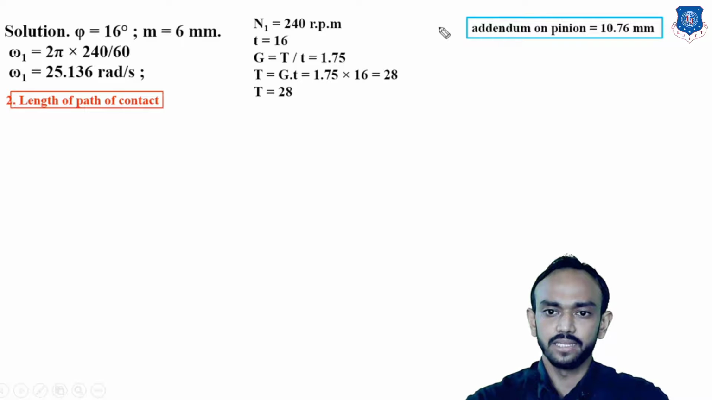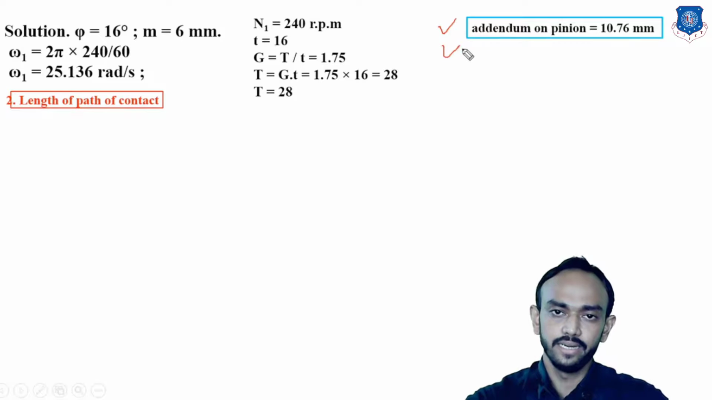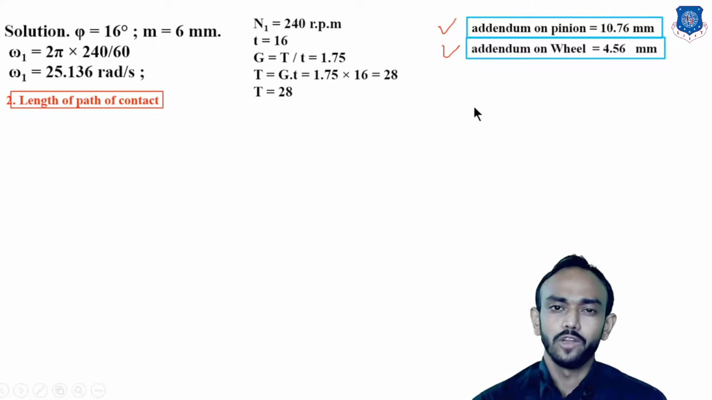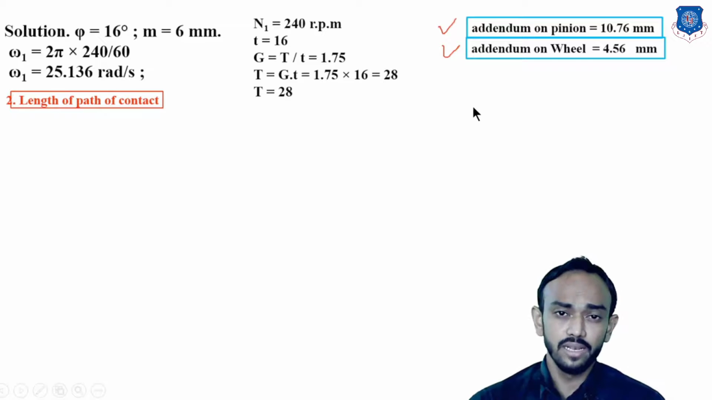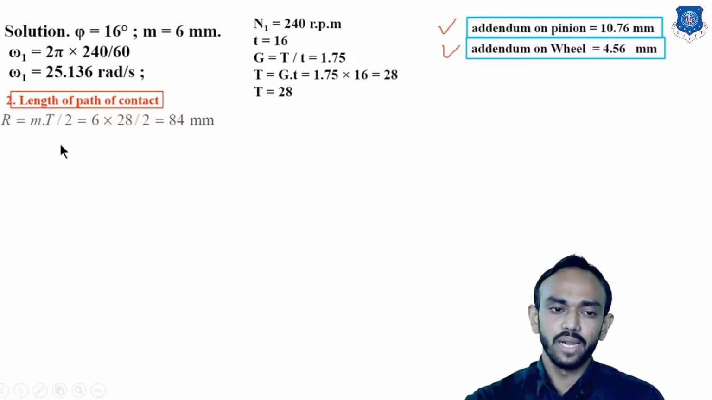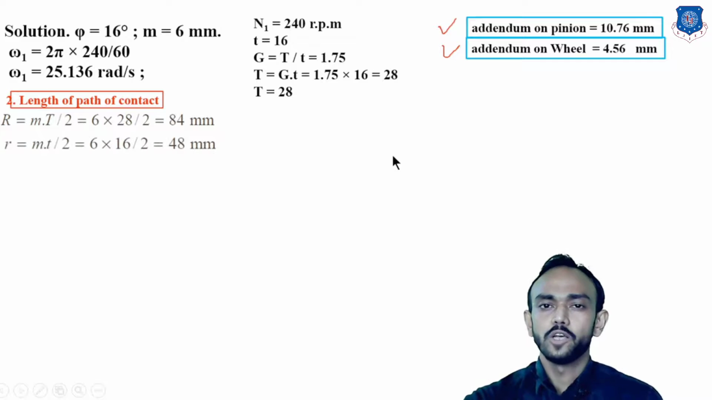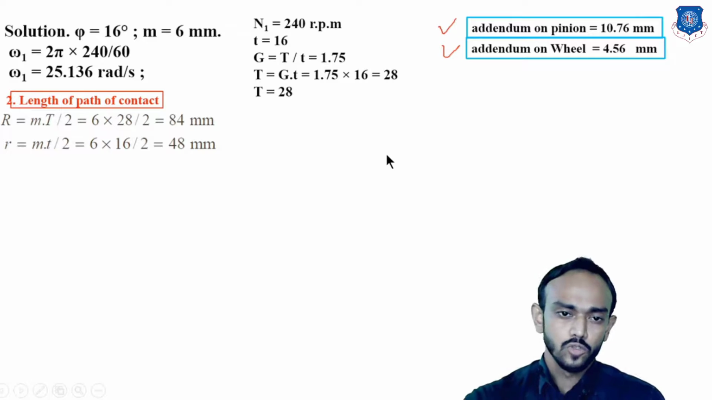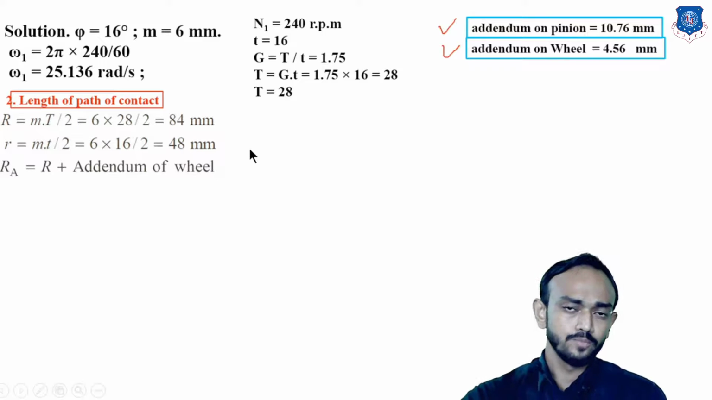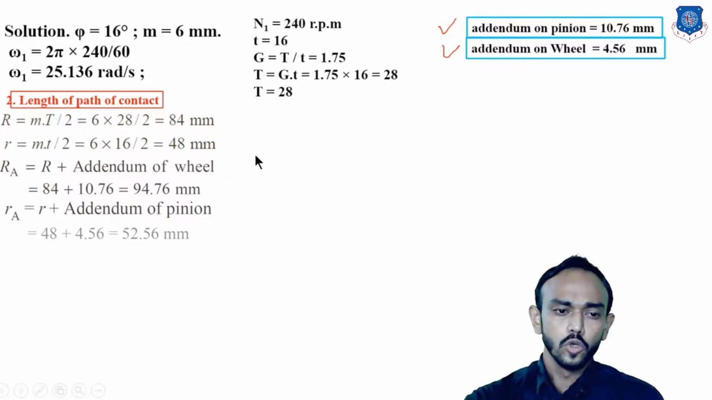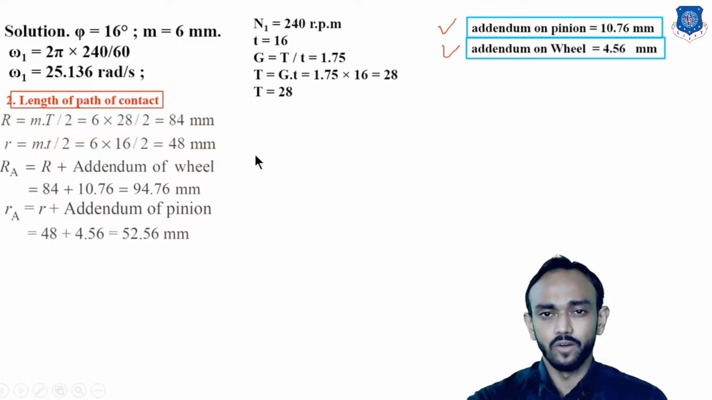For that, first of all, we take the data we found earlier, like addendum of pinion and wheel. Now you are going to find the pitch circle radius for pinion and wheel, addendum radius for pinion and wheel, and then KP and PL. So you know that capital R is equal to M capital T by 2, which is 84. Now small r is equal to M small t by 2, and small t is already found as 16, so 48. Now the addendum radius for the wheel and addendum radius for the pinion. So these all 4 radii must always be found.